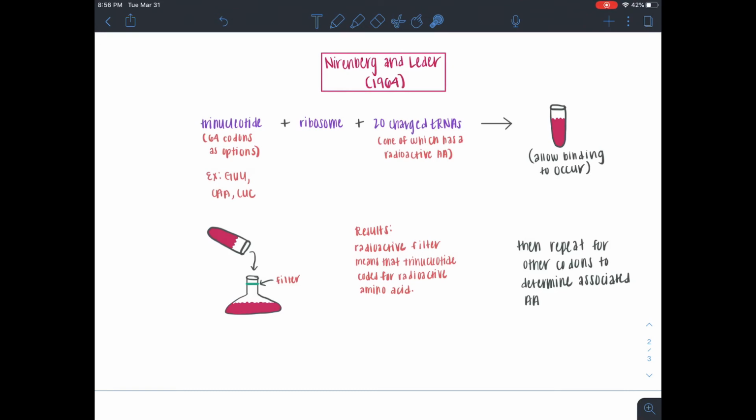This process was repeated with the same setup, but by substituting a different trinucleotide to determine which amino acid it is associated with. Using this method, Nirenberg and Leder were able to determine which amino acid is associated with the remaining 61 codons.